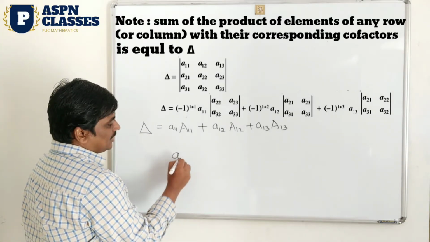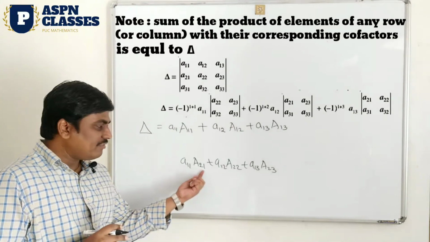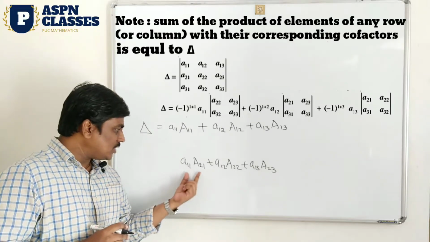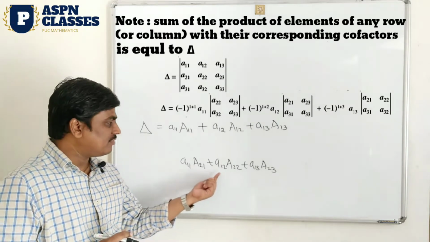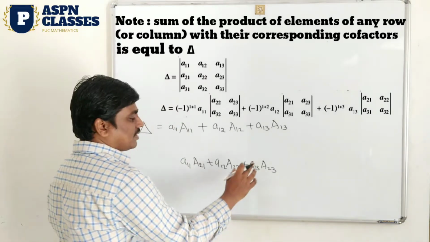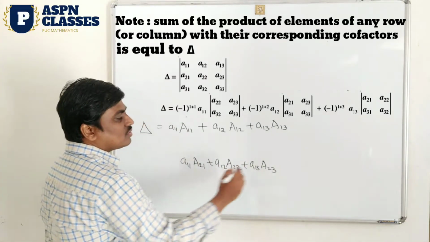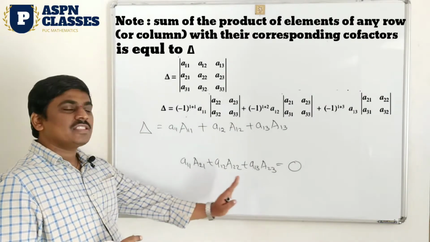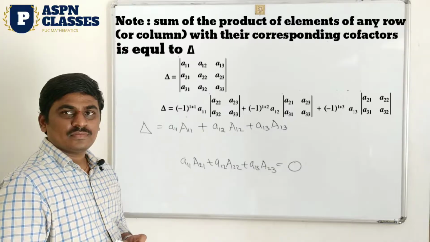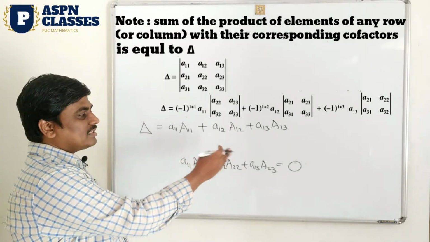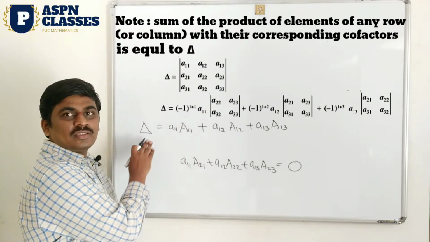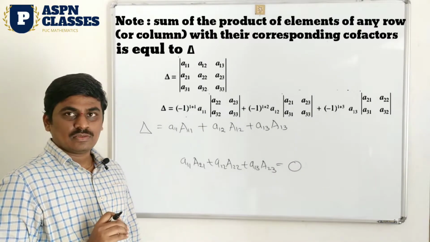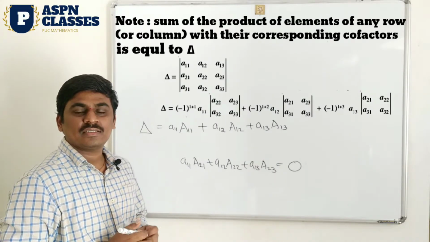Suppose you are taking A11 here. When these two are the same, then that sum is equal to delta. Suppose these two are different, the element is different and the cofactor is different. In each such case, this value is always equal to 0. When these two are different, the answer is 0, and when they are the same, you can take out delta. This is a very important point for your CET exam also. Okay, so let us continue.